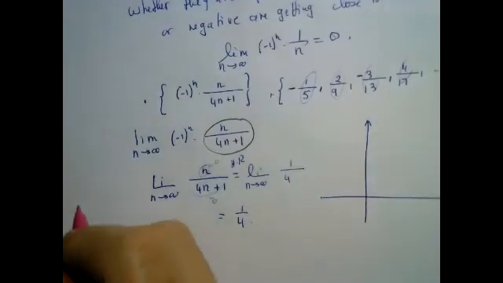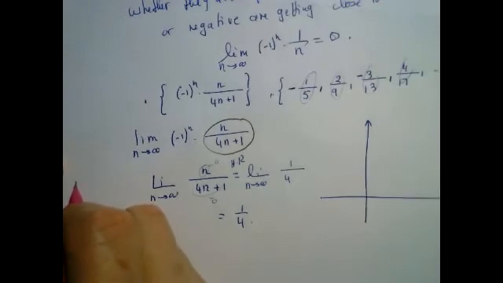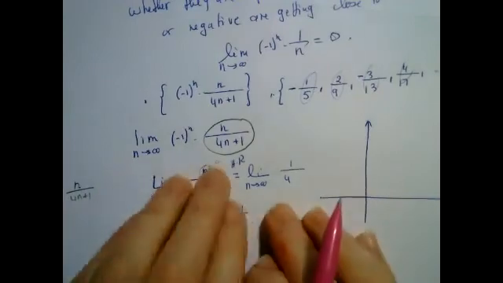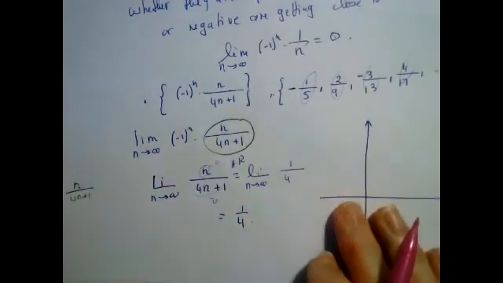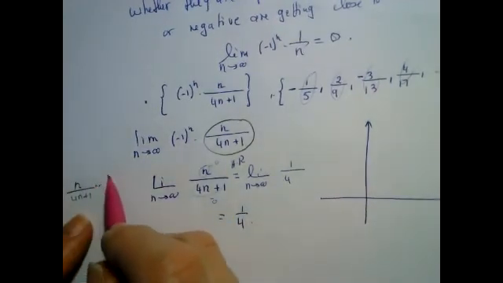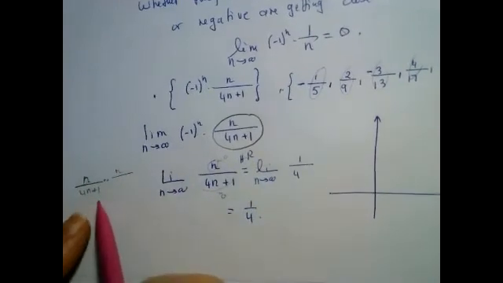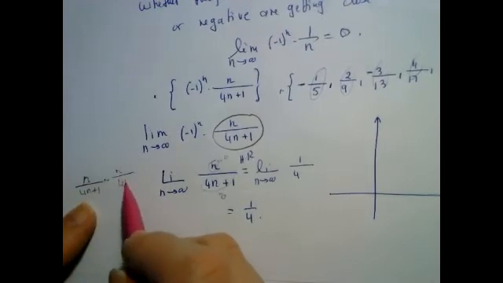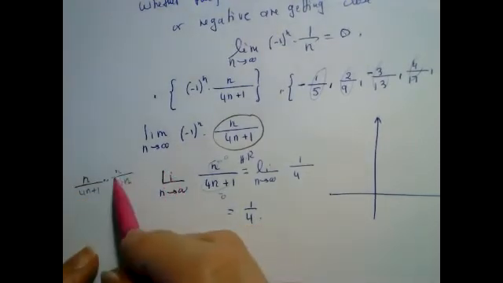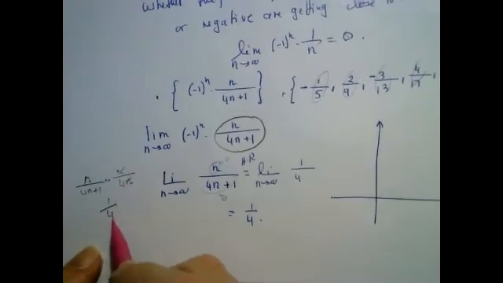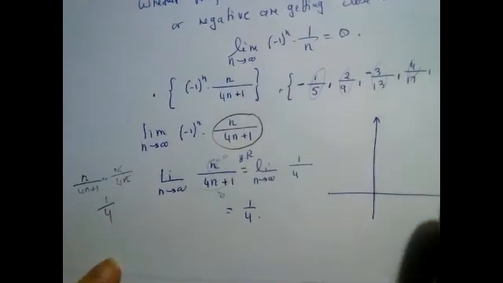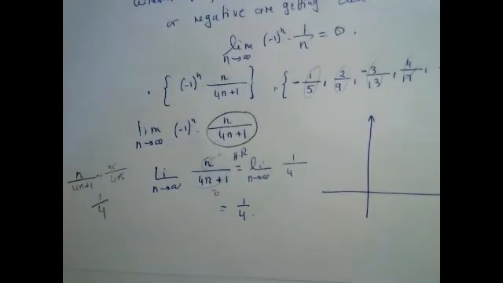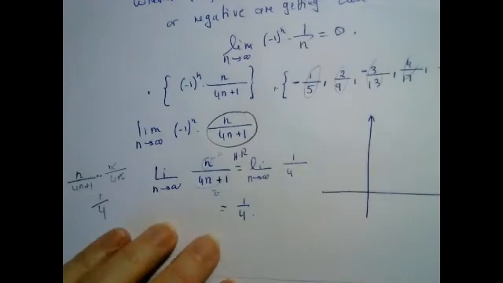Or you can actually think about it. When n is large, the numerator is n, the denominator is 4n plus 1. That's the intuition. This is the work you have to show. You have to show everything. When n is large, the numerator is n, but the denominator is almost 4n, because 1 is very small compared to 4n. So it's like having n over 4n, which is going to give me 1/4. So intuitively, definitely it's 1/4. And without intuition, we use L'Hopital's rule, we get 1/4.